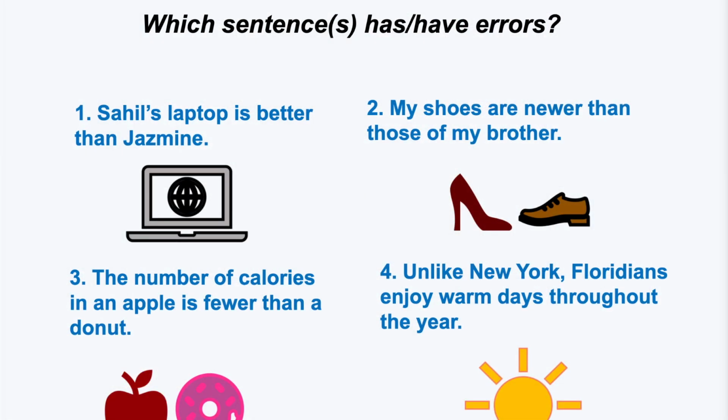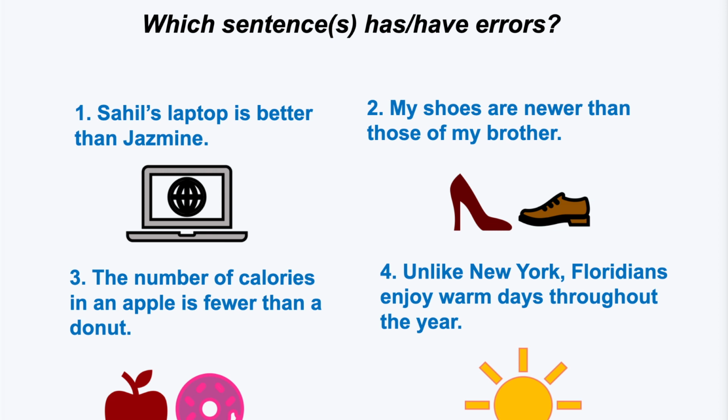Today we are going to be talking about comparisons. Specifically, we are going to be looking at faulty comparisons. Before we get into what that is, though, we're going to do a little warm-up. So go ahead and grab a pencil, pen, paper, something to write with, and write down which of these sentences or sentence has an error or have errors.